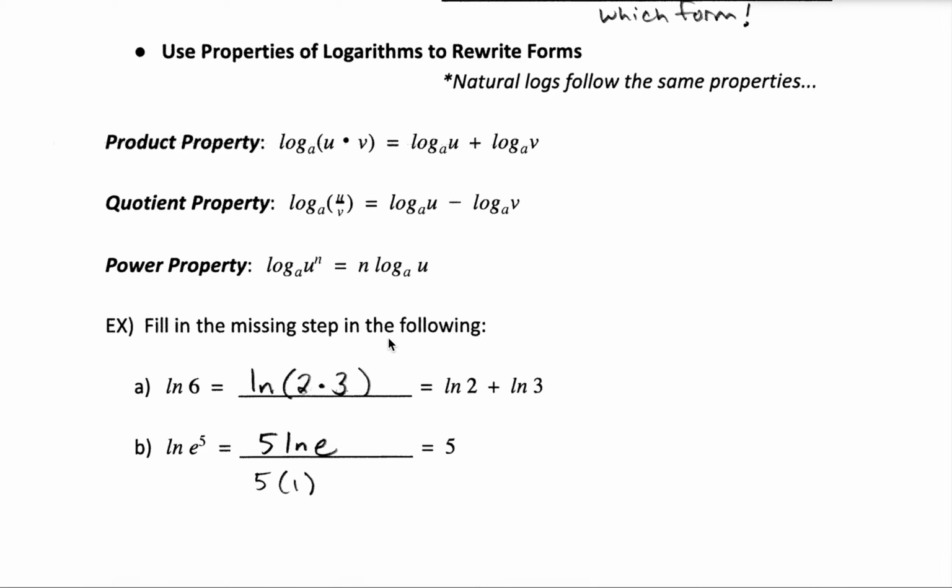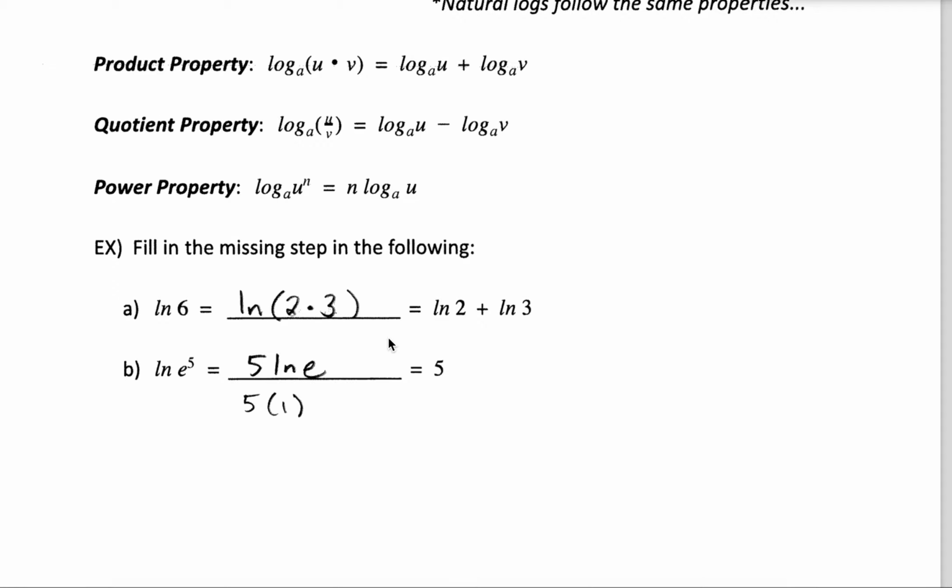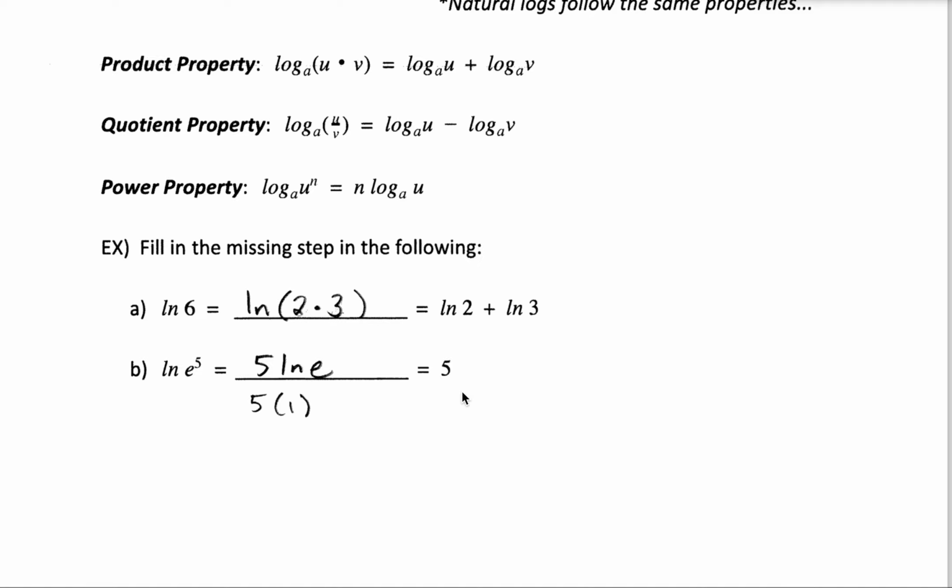All right, let's practice using these properties. A couple of simple, straightforward examples to start with. If I want to take 6 and expand it into the natural log of 2 plus the natural log of 3, well, the missing step in between would be taking that 6 and expanding it into the product of 2 times 3. So now that it's a product of two numbers, I can give each of those two numbers their own natural log and put an addition sign in between.